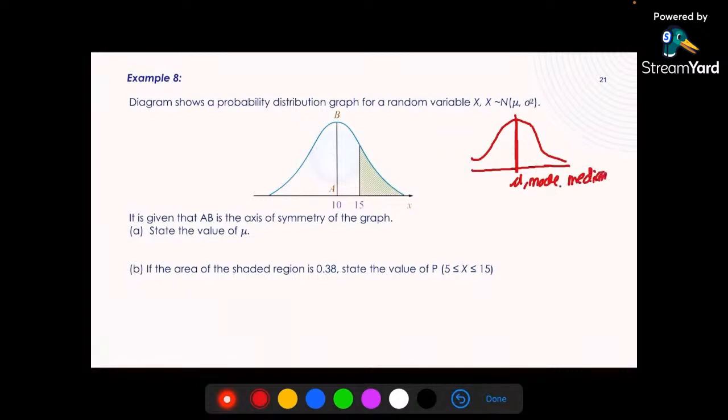Sekarang soalan tanya, it is given that AB is the axis of symmetry of the graph. State the value of mu. Mu tu adalah mean. So mu tu adalah mean. So from here clearly we can see that apa dia punya value, nampak kan, which is 10. Tengah tu adalah mean. So mu is equals to 10. Okay.